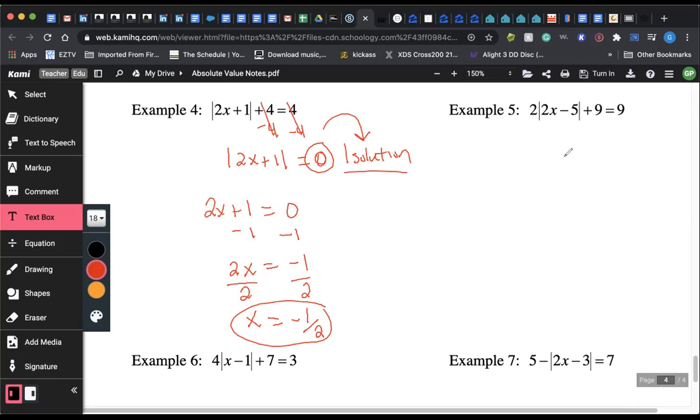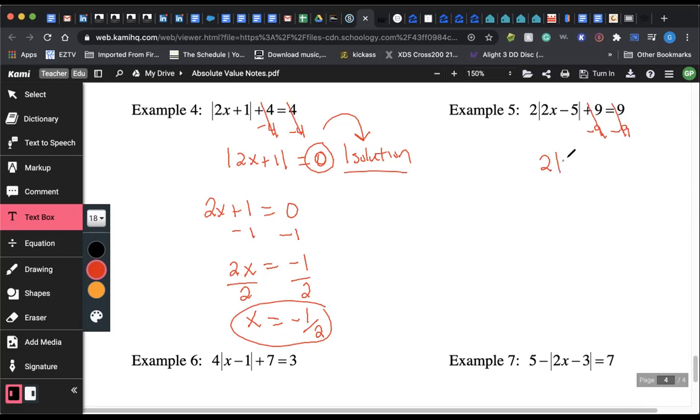For example number 5, Jules, can you walk us through how to do example number 5? Where do I start? For number 5, absolute value of 2x minus 5 plus 9 equals 9. Yep. The first thing is to add -9 on both sides. Okay, good. So I'm going to subtract 9 on both sides.